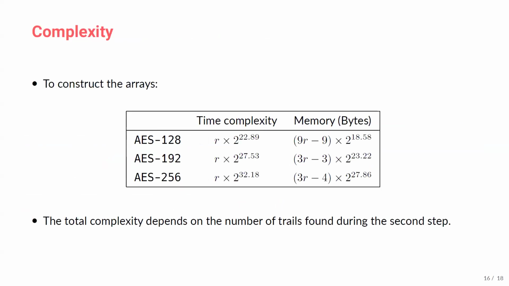So here you have the time complexity and the memory complexity to construct the arrays. So the letter R refers to the number of rounds. For the memory complexity, we chose different trade-offs depending on the versions of the AES. So the more arrays we choose to store, the easier is the phase that reconstructs the trays. So for AES 128, we divide a round into 9 steps, while for the other versions, we divide a round into 3 steps. And finally, the total complexity depends on the number of trays found during the second step.